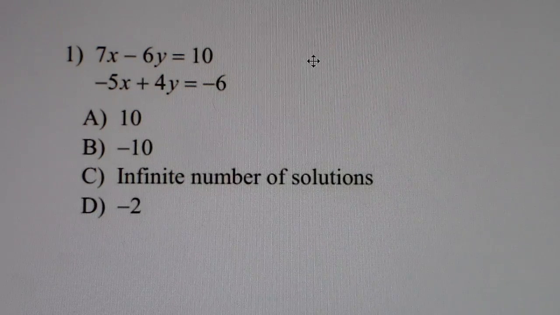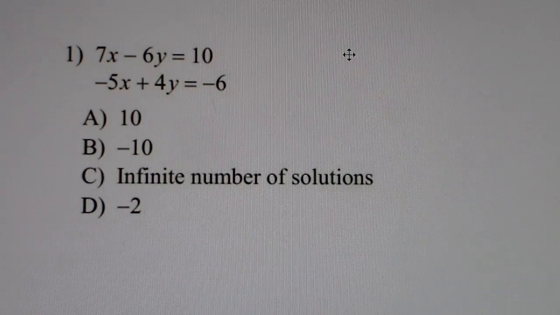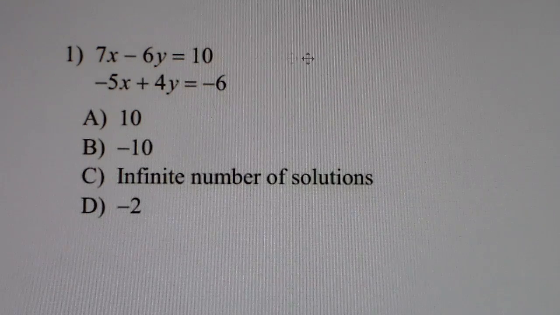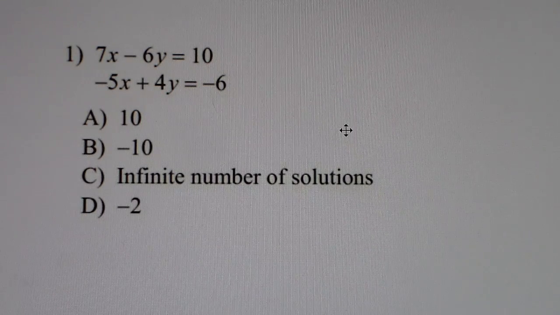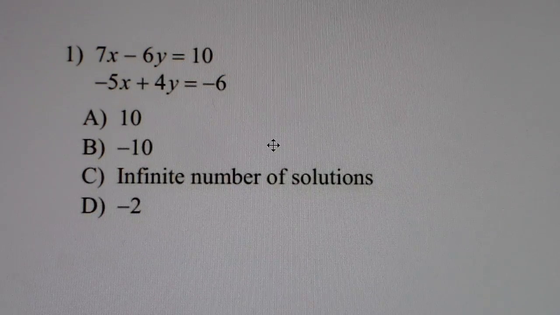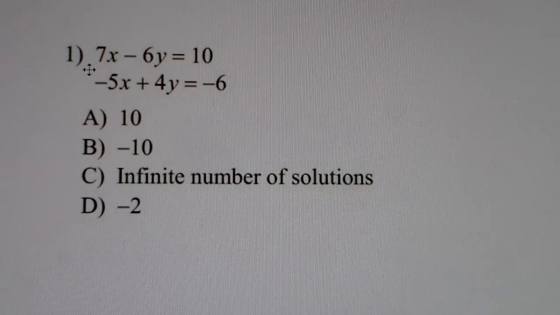All right, number one. We have 7x minus 6y equals 10, and negative 5x plus 4y equals negative 6. Now, we can't use the elimination method because there's nothing to eliminate right away. We can't use the substitution method because there's not an x equals or a y equals or a variable equals. So we're going to have to do this by combinations.